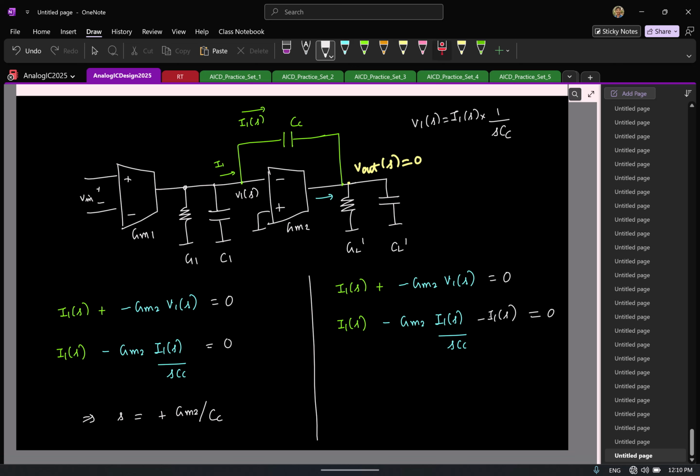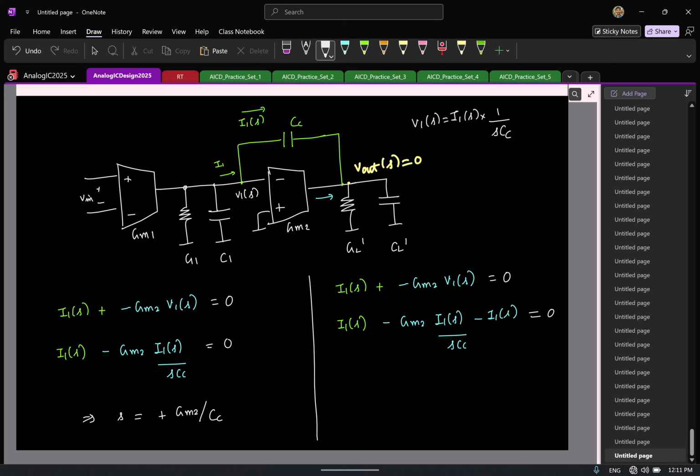Okay. But of course, since I1 is going here, this current is obviously flowing here, so I cannot touch the current through the capacitor. If at all I can change something, what can I change? The current through what I can change? I can change the current through this, and the current pushed out of the GM depends on what? V1 of S, correct? So somehow if let us say the current through the transconductor becomes this, yeah, okay, right? And we already know the current through the transconductor is GM2 times V1 of S.